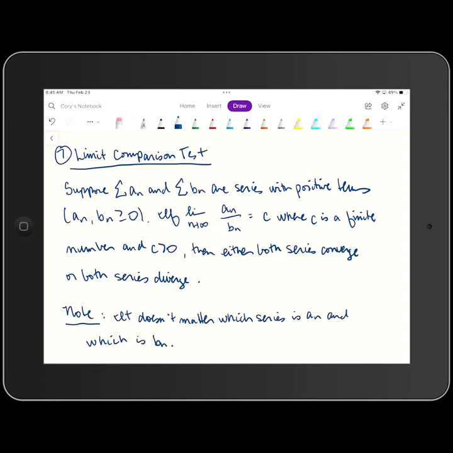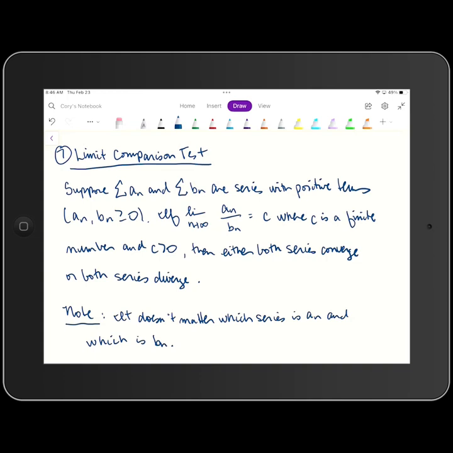So the limit comparison test says to suppose the sum of a sub n and the sum of b sub n are series with positive terms. Okay, where again, a sub n and b sub n, every single term needs to be greater than or equal to 0. The limit comparison test says that if the limit as n goes to infinity of a sub n divided by b sub n is equal to c, where c is a finite number and c is greater than 0, then either both series converge or both series diverge.